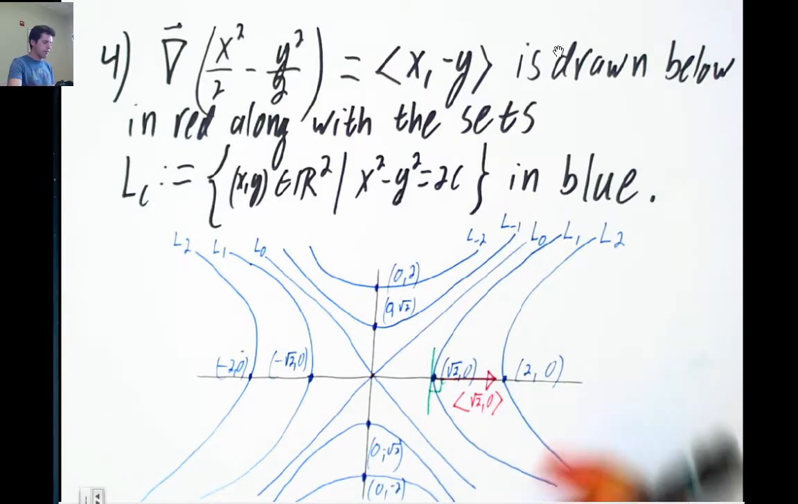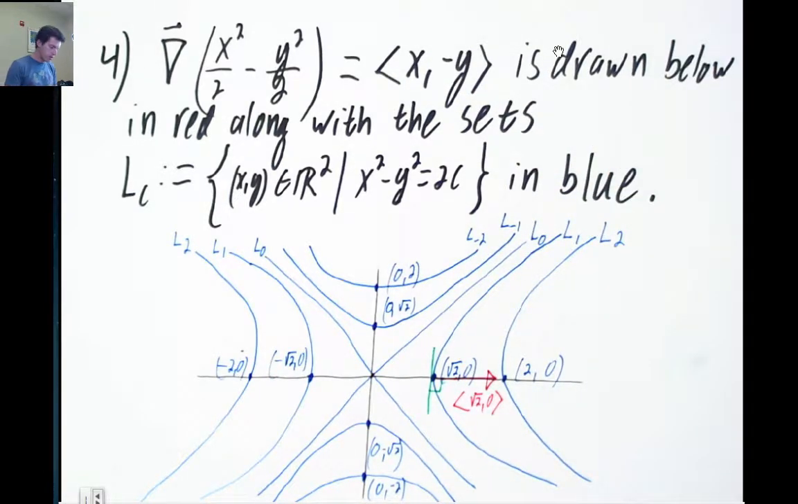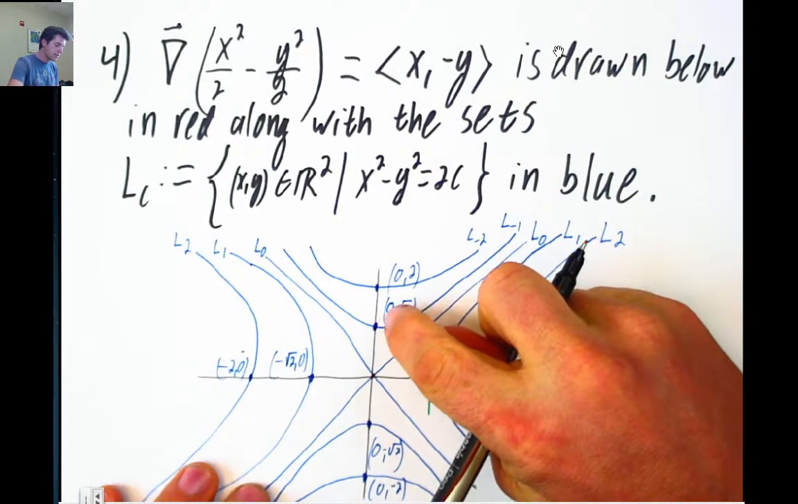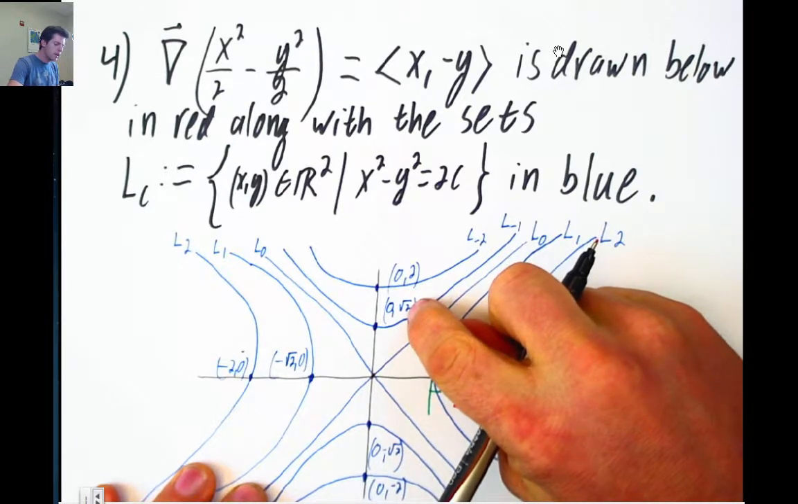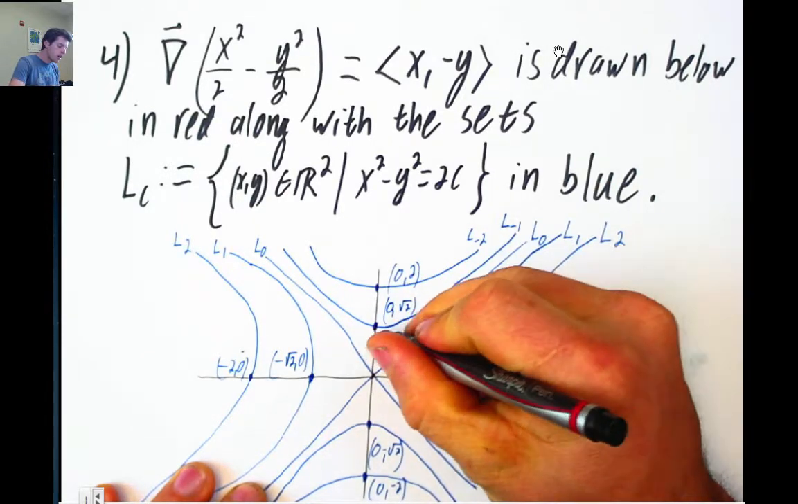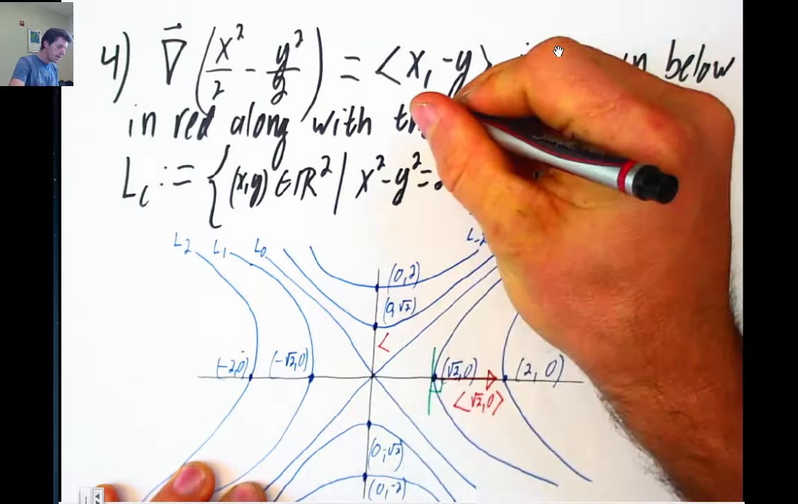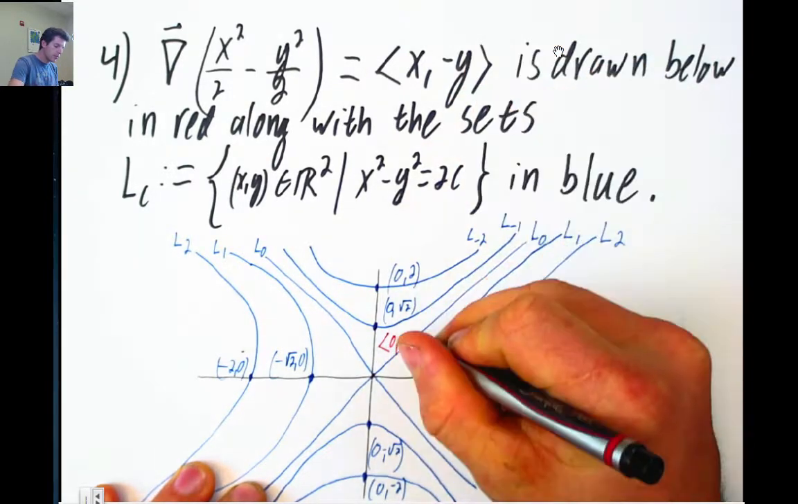And where else could I evaluate x, negative y really easily? Say up here at 0, square root of 2. That would give me the vector 0 for x, and negative square root of 2.